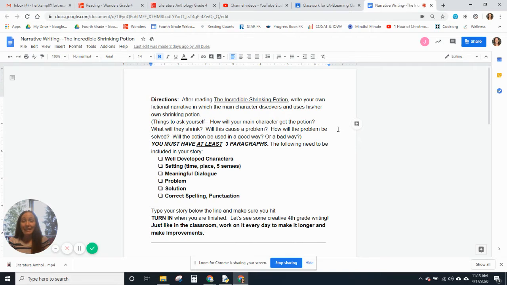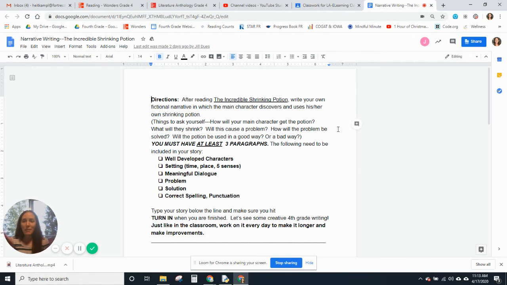Your story should be at least 3 paragraphs long. Now, not 3 wimpy paragraphs, not 3 teeny tiny paragraphs, but good, solid, meaty paragraphs. We need some good, solid writing here. We want you to have well-developed characters. Make sure that you have a good setting, thinking about the 5 senses and how that's going to affect your setting. Your characters need to talk. I'm going to be looking for dialogue in quotation marks when I grade your writing.